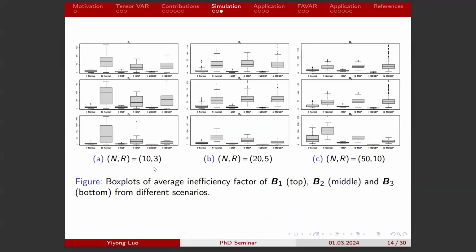Another way is to check the inefficiency factor, which measures how efficient your algorithm is for different parameters, B1, B2, and B3. So the higher the inefficiency factor is, the less efficient your algorithm is. So you can see here, I have the box plots for different priors: normal, MGP, and MDGDP.